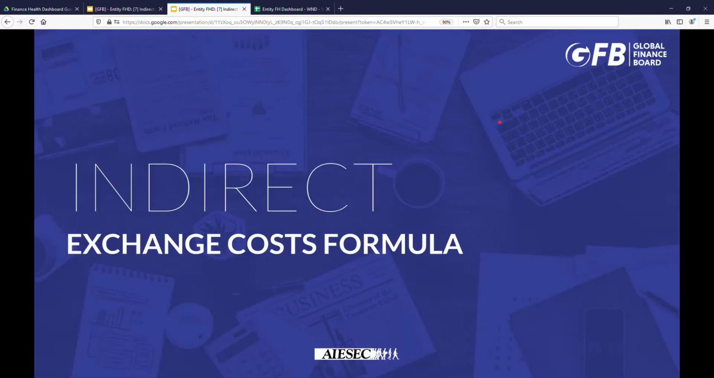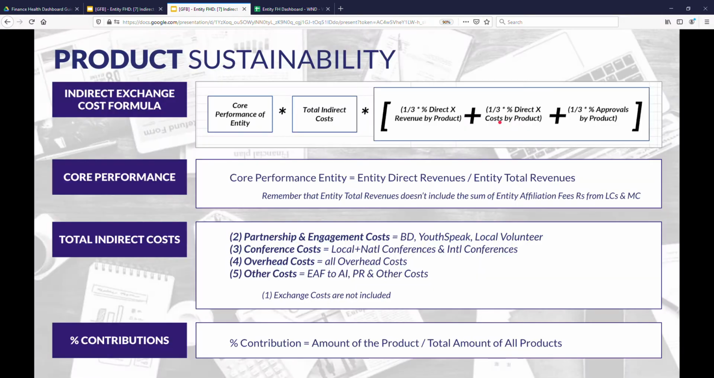Indirect exchange cost formula. So what is the formula? In order to know what would be the indirect exchange cost to be allocated to the product, this is the formula: core performance of entity times total indirect cost times one third of the percentage of direct exchange revenue by product, one third of the percentage of direct exchange cost by product, and one third of the percentage of approvals by product.